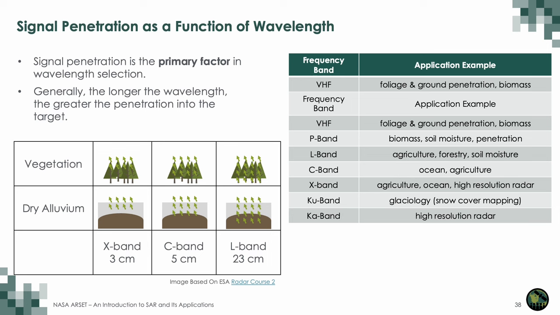There are two important things to remember about wavelength. The first is that the longer the wavelength, the greater the penetration of the signal through the medium. That means soil, snow, or vegetation. The figure on the lower left shows that a shorter wavelength, such as X-band, which is around 3 centimeters, will see the top part of the forest, or probably the top third or fourth of the canopy, while C-band will penetrate halfway through a forest, and L-band will penetrate all the way through. And this is limited by vegetation density, but that's the general idea.